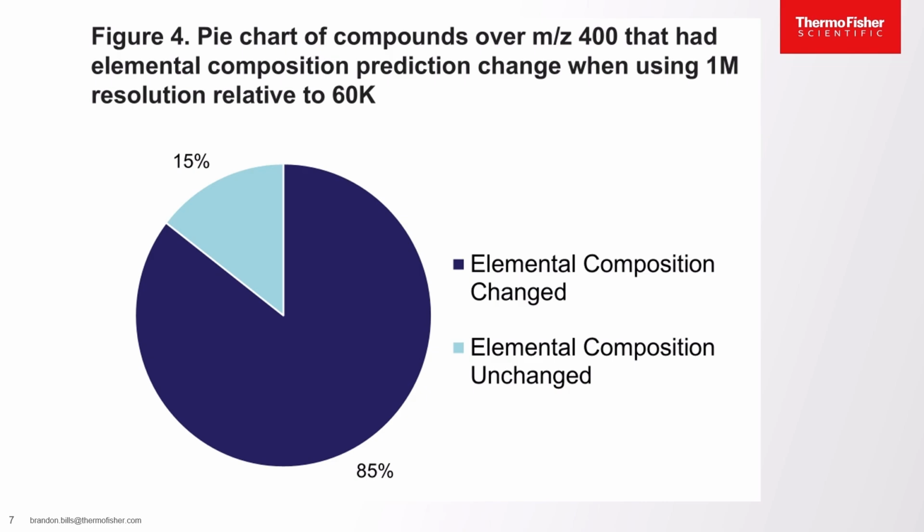So going from no isotopic fine peaks resolved to everything at 1 million, we found around 85% of the elemental compositions that were predicted within Compound Discoverer changed as a result of having that isotopic fine pattern. So that gives you an idea of how important it is to have as much information on these peaks as possible to be confidently annotating your unknown compounds, especially when you're over m/z 400.